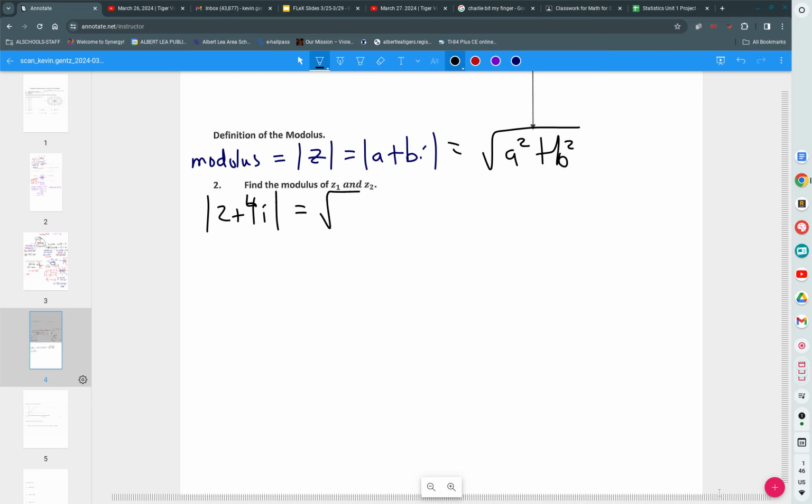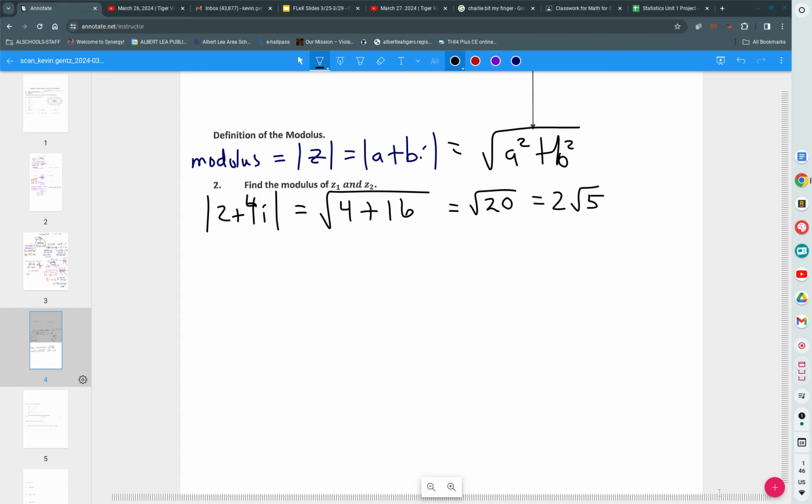And that is going to be the square root of 2 squared is 4, and 4 squared is 16. And I get the square root of 20. Where's the i go? There is no i used in the process. As you notice, this is A squared plus B squared. You ignore the i when you compute this. And the square root of 20 is 2 roots of 5.